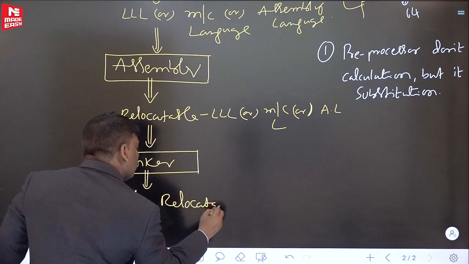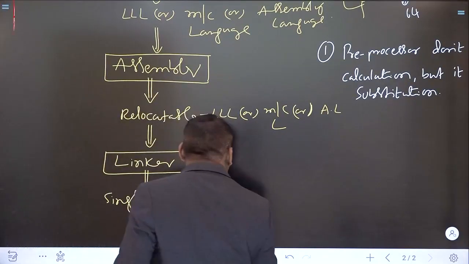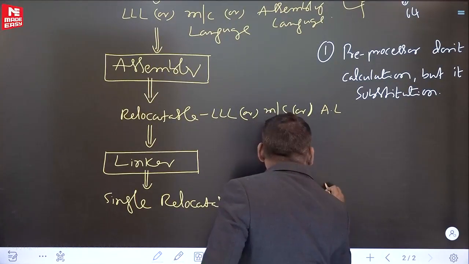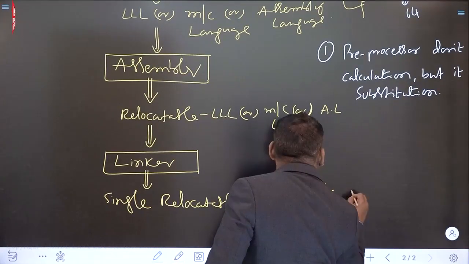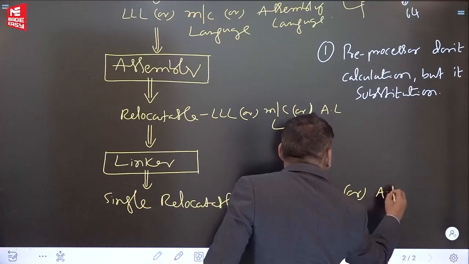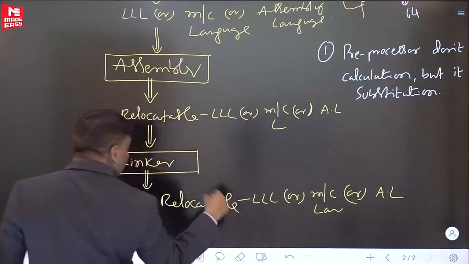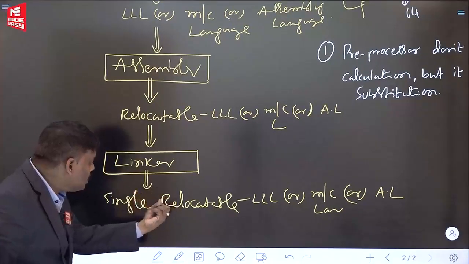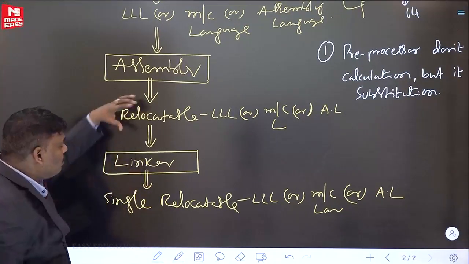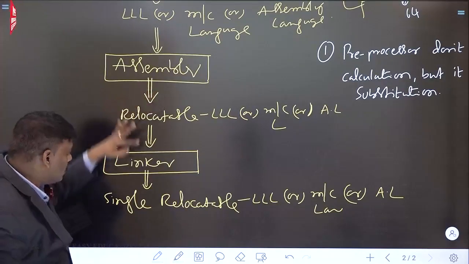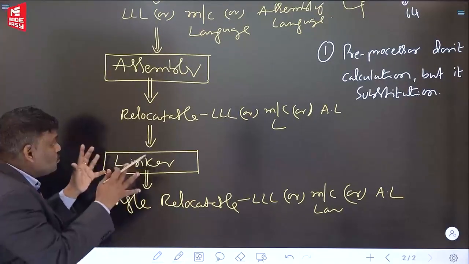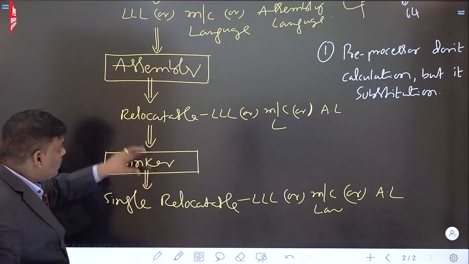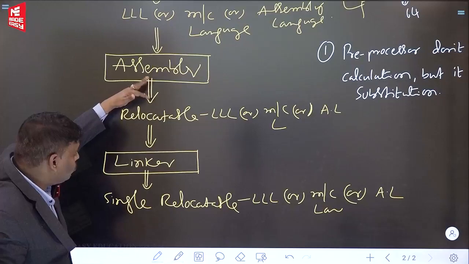relocatable low level language or machine language or assembly language. Single relocatable low level language or machine language or assembly language. Some people are asking, what is the meaning of single? When you say linker, you are giving so many things to the linker. What the linker will do is, the things which are associated, it will make them one.